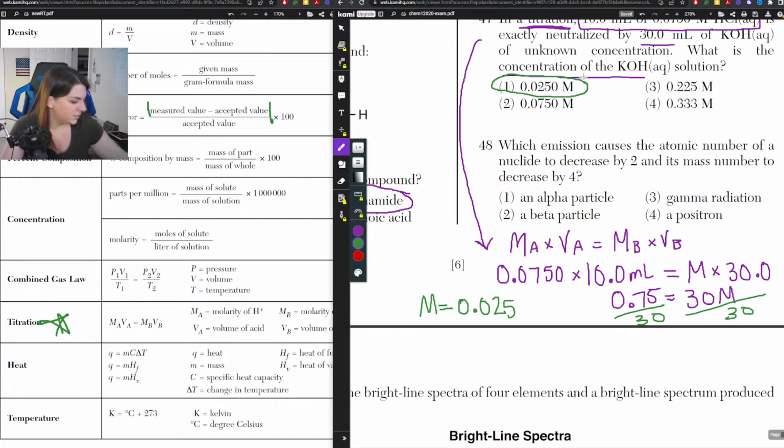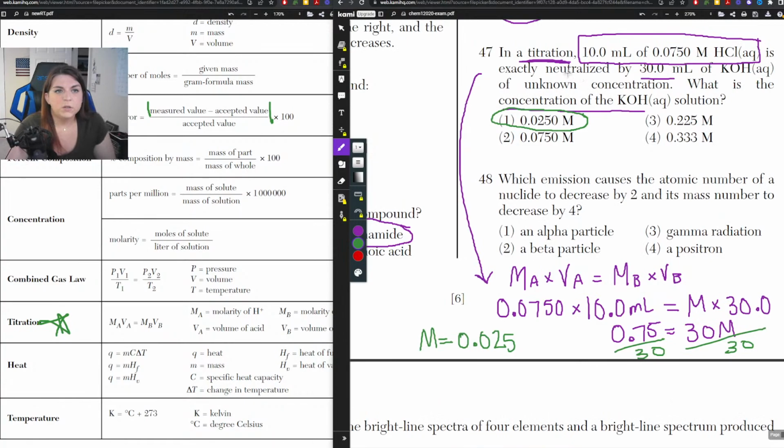Again, they don't always tell you that, hey, this is the titration, go do the titration formula. It's very nice that they did it here.